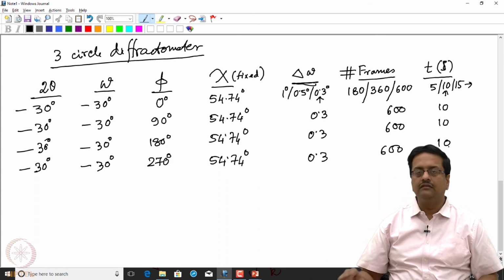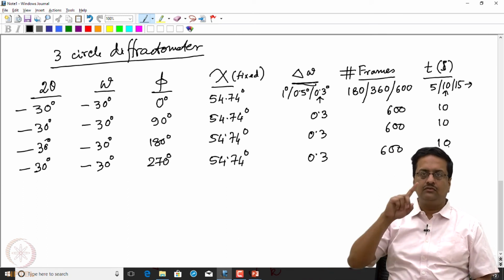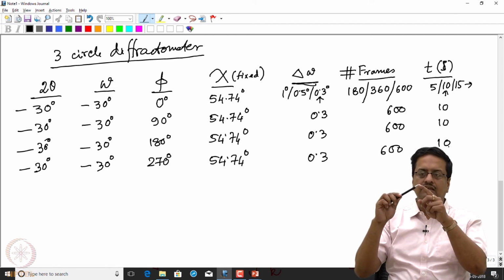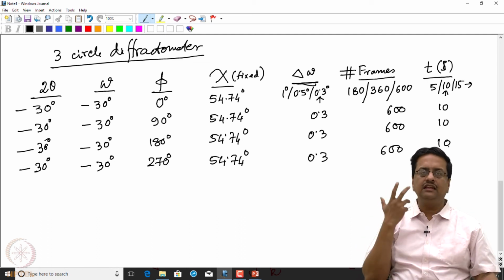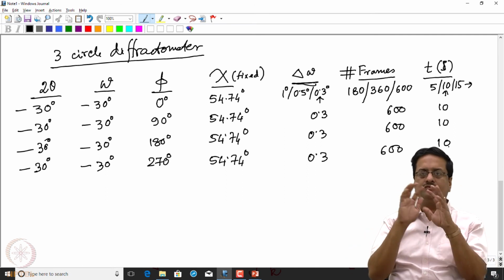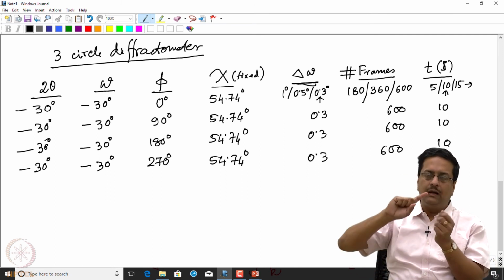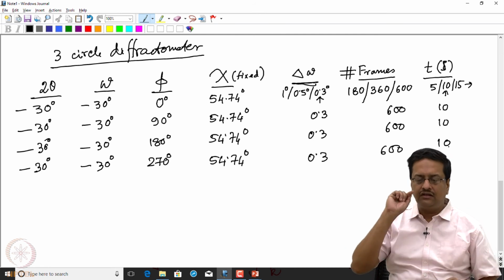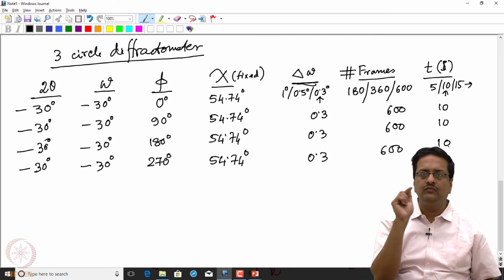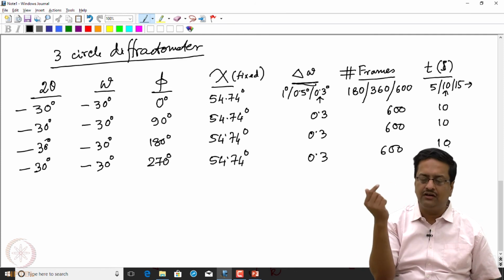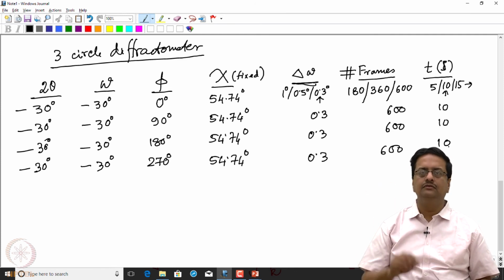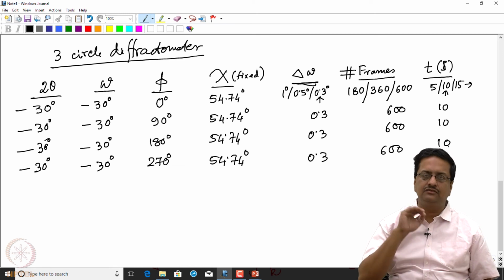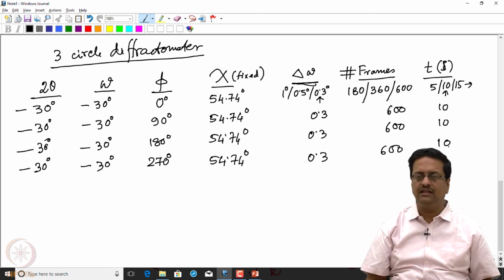So what are we doing? We are doing the data collection with phi equal to 0, phi equal to 90, phi equal to 180 and phi equal to 270, which means technically we have rotated the entire sphere of reflection about phi and recorded the data with the width of omega by moving omega also from minus 30 to another plus 180 degree, so that goes to plus 150 degree.